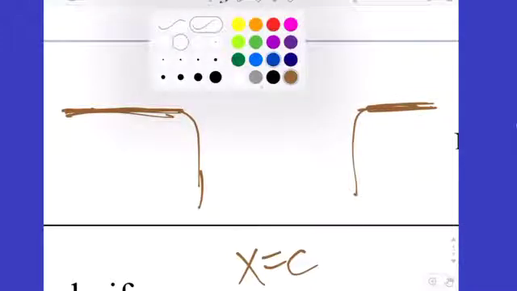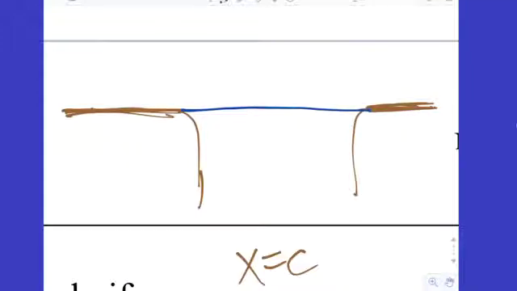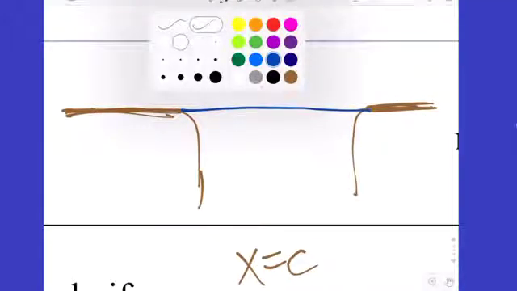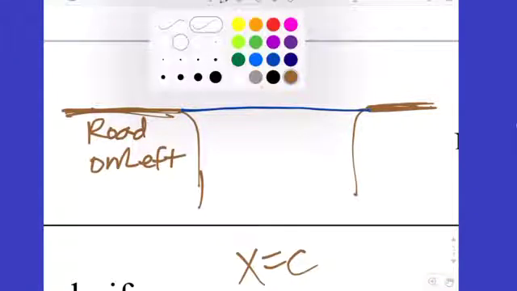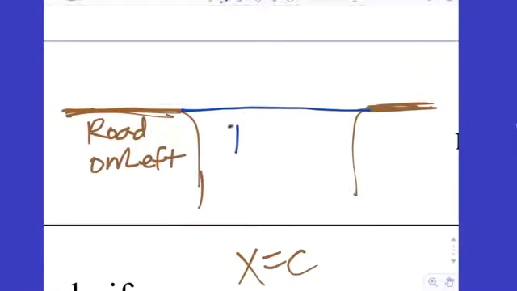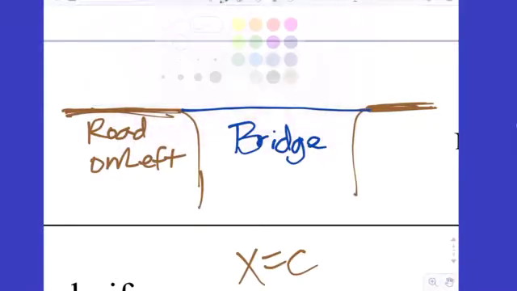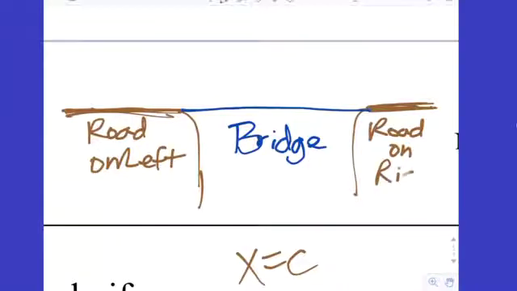A function is going to be continuous if you can come in on the road on the left, which is connected to this blue thing, which we'll call the bridge, which is then connected to the road on the right. So if a function is continuous at a point, it's analogous to you being able to safely drive across this point on the graph called x equals c.